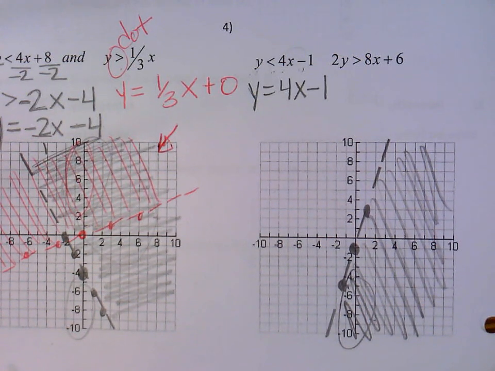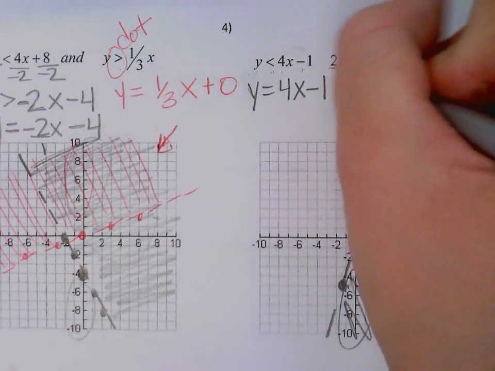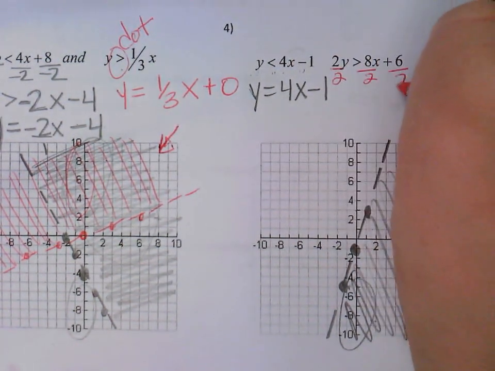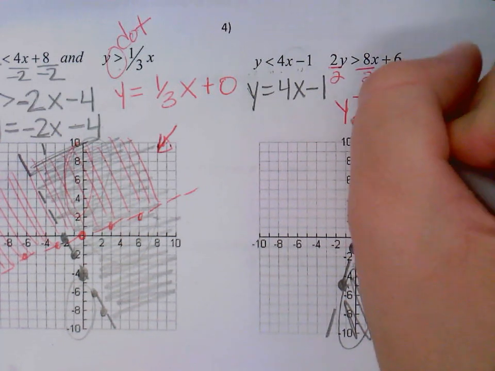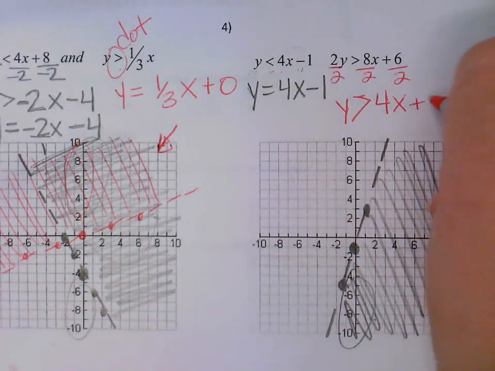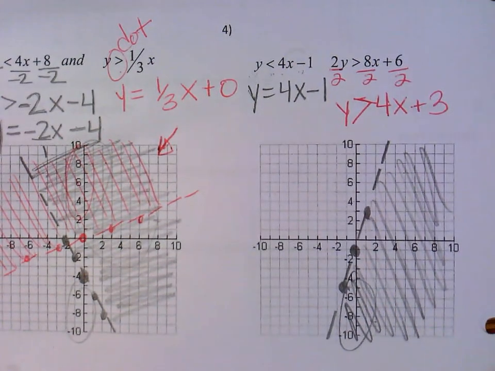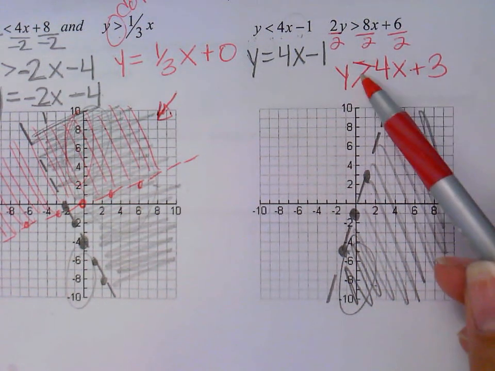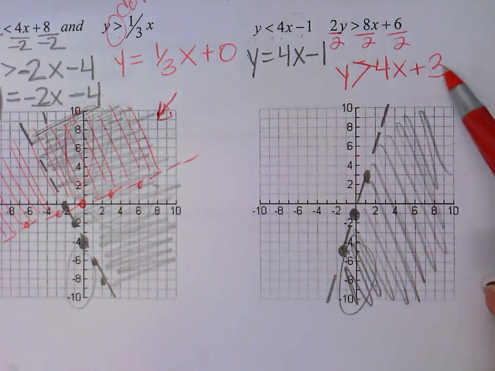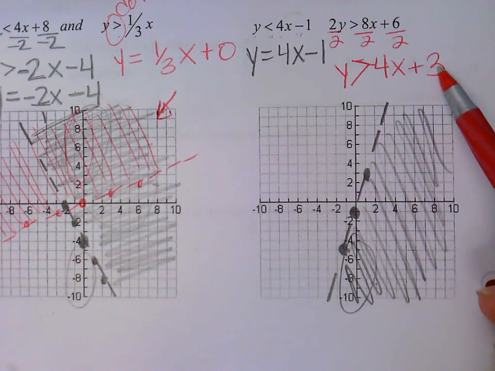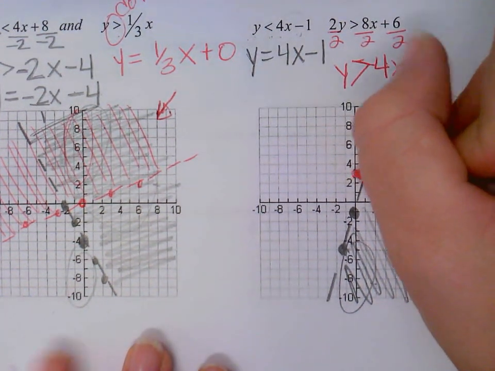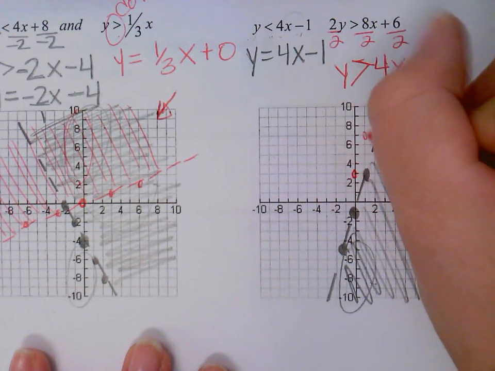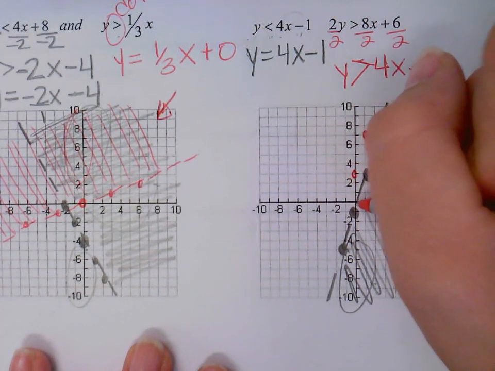All right, so the last part, we're going to get y by itself by dividing by positive 2, so I don't have to flip the sign. Y is greater than 4x plus 3. So I'm going to do a dotted line, right? This strictly greater than symbol. I'm going to start at 3 on the y-axis and go up 4, 1, 2, 3, 4 over 1.